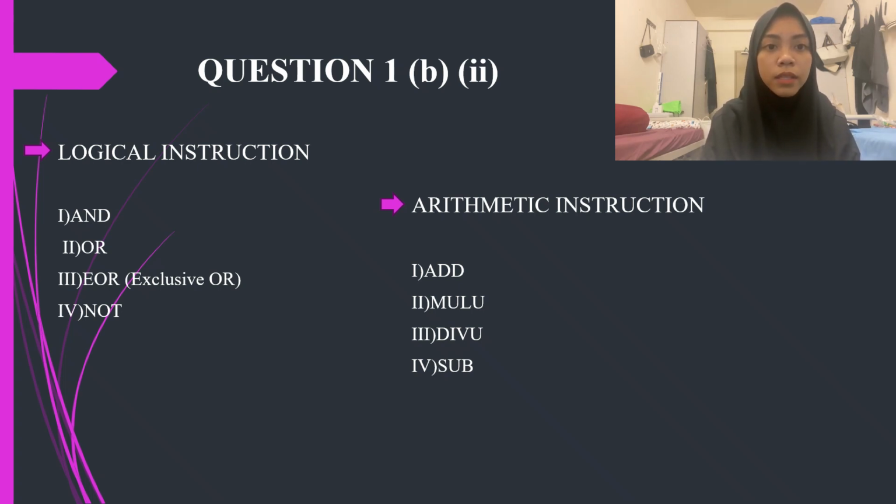Next, we have arithmetic instruction. These are used to perform mathematical operations on data. For example, add is used to add two numbers. Sub is used to subtract. Mulu means multiply unsigned, which multiplies numbers without considering positive or negative sign. And divu stands for divide unsigned, which performs division in the same way.